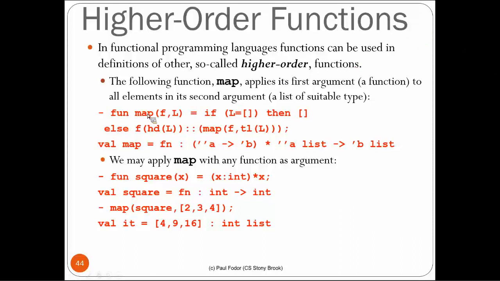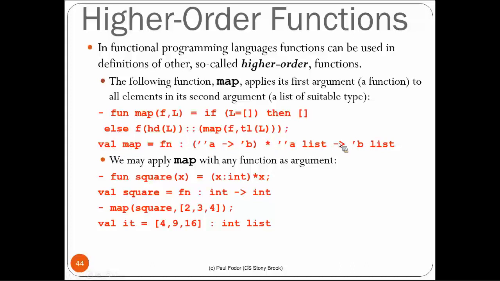So here we can see the definition of map. It is very simple. It basically takes two parameters, a function f and a list of arguments. If the list is empty, there is no more element to apply the function f to, so it returns the empty list. Else, it applies the function f on the first element, and it conses that to the result of the map function of the function f on the tail of the list L.